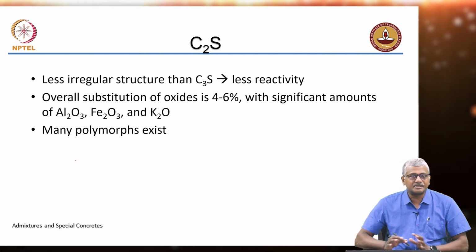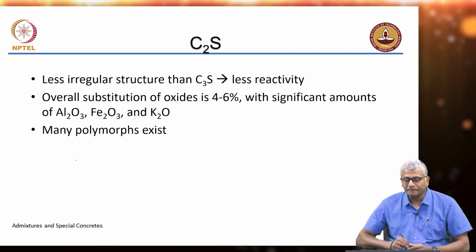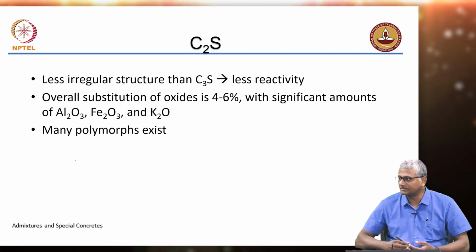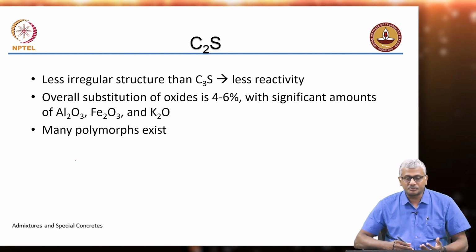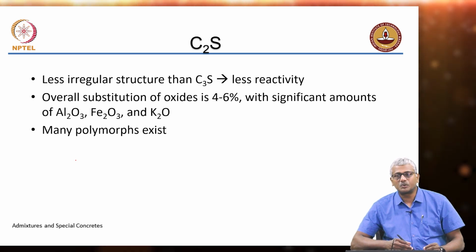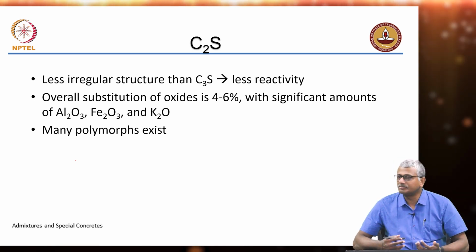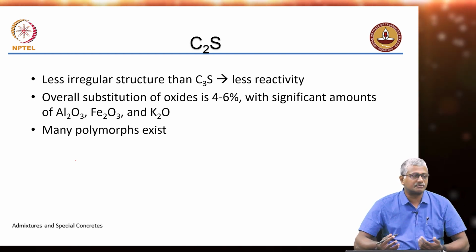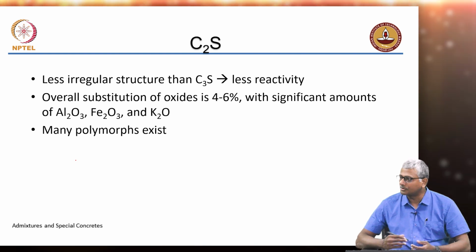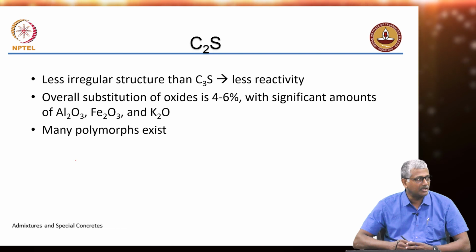C2S is a less irregular structure that's more rounded, as we saw from the pictures of the cement clinker that I showed earlier, and because of this more regular structure, it's got less reactivity. Overall substitutions of oxides can be up to 4 to 6%. So, in B-lite, C2S can have impurities in the form of these oxides, and because of the presence of different types of impurities, the polymorphs exist. There are different crystalline forms of C2S or B-lite that may exist.